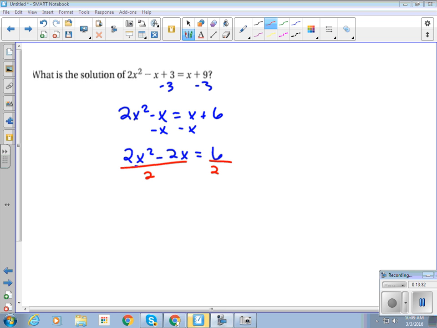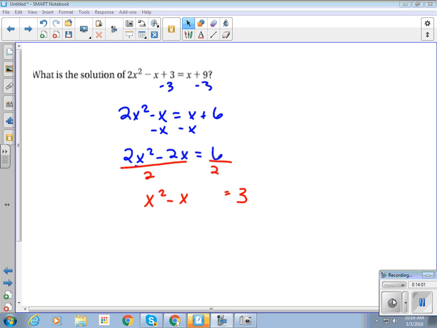When you do division all the way across your equality, every term in your equality gets divided. So 2x squared divided by 2 is x squared. Negative 2x divided by 2 is negative x. 6 divided by 2 is 3. So now we have everything set up so we can complete the square.